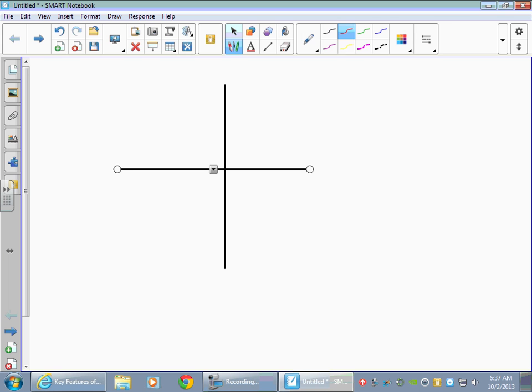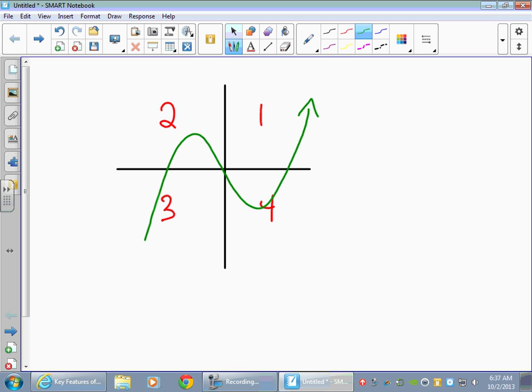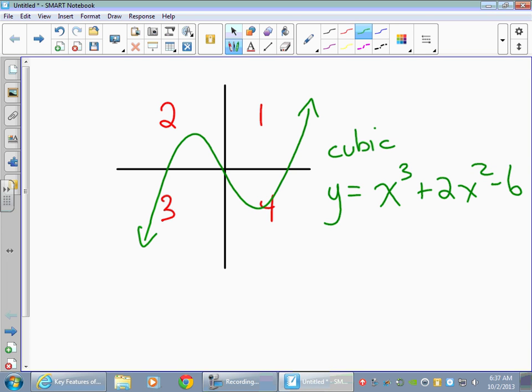When we're talking about quadrants, this is quadrant 1, 2, 3, and 4. And so if I have a graph that looks something like this, which hopefully you remember is cubic, it starts in quadrant 3, goes to quadrant 1. So it's going to look something like this perhaps. How do I know that? The question is basically what's going on here? Is it positive or negative? And again, all I have to do is try some numbers.